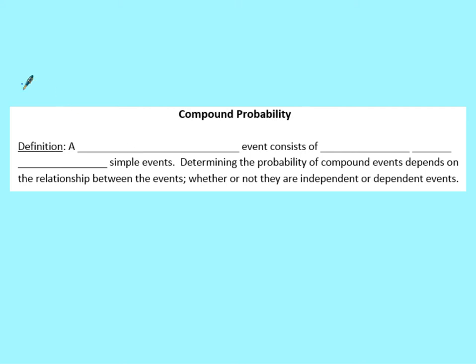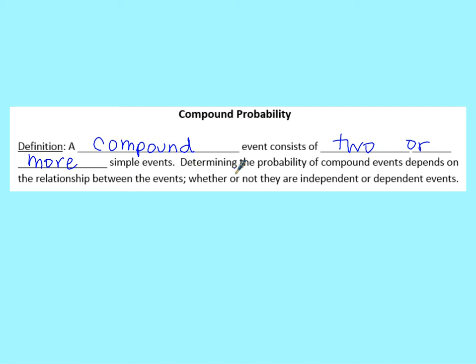In this video, we're going to be talking about compound probability. So far, we've talked about simple probability and the difference between theoretical and experimental probability. A compound event is an event that consists of two or more simple events. So rather than the simple event of the probability of rolling a 1 on a 6-sided dice, now it's going to be like rolling a 1 and then rolling a 2.